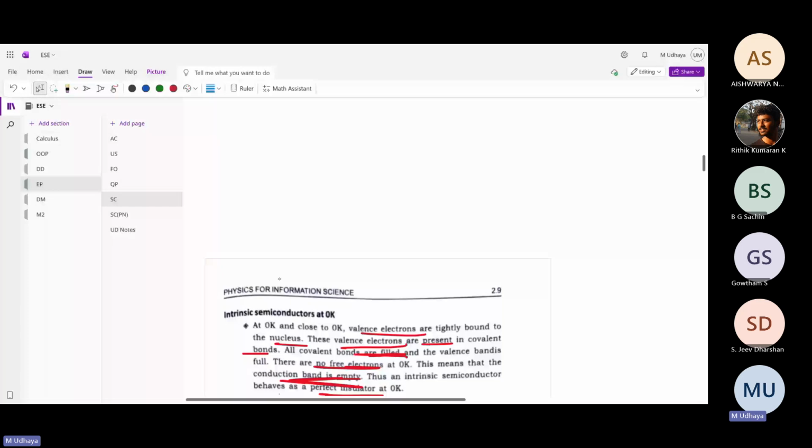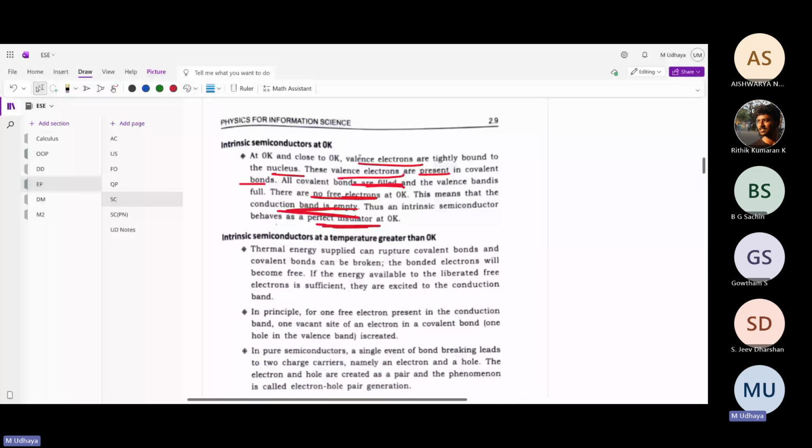And what happens at 0 Kelvin? At 0 Kelvin, valence electrons are tightly bound to the nucleus. All covalent bonds are filled and the valence band is full. There are no free electrons at 0 Kelvin, which means the conduction band is empty. Thus, an intrinsic semiconductor is a perfect insulator. At 0 Kelvin, above the Fermi energy level you will not have anything, and that is why it acts like a perfect insulator, because it does not have any free electrons.